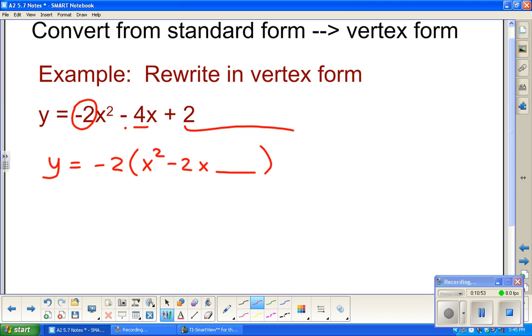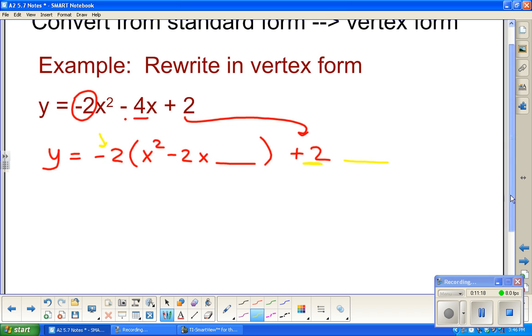Now I did not touch this plus 2 yet. It's not part of the factor. It's not in the parentheses. So the negative 2 that I took out here has no effect on it. So I don't have to divide this by 2. I'm going to leave this as is. But what we're going to do is leave a space to balance out whatever we're adding into the equation when we complete the square. So just be careful when we do this.